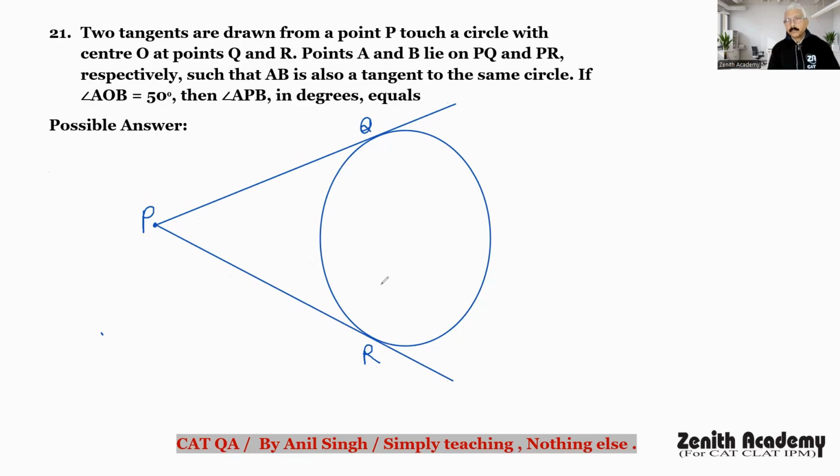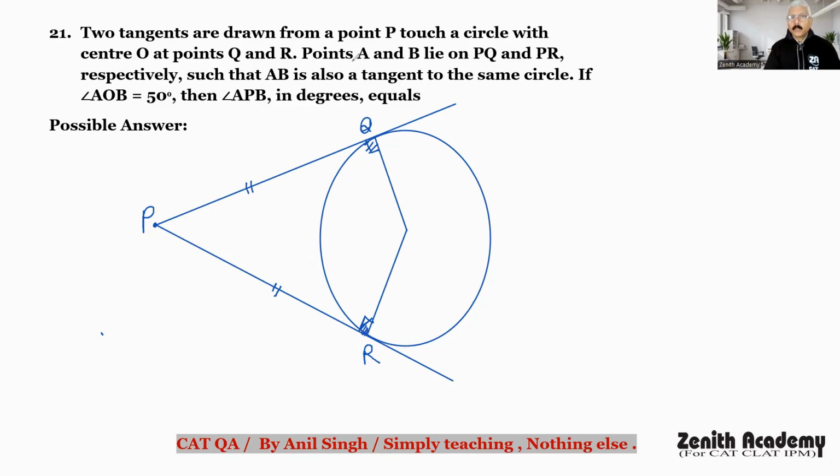Okay, some basic understanding. If a point P is outside the circle, then we can draw only two tangents. And here the length of tangent PQ will be equal to tangent PR. And if I connect it with the center, then the tangent makes a 90-degree angle with the radius, and same thing is here. Okay, this is basic knowledge.